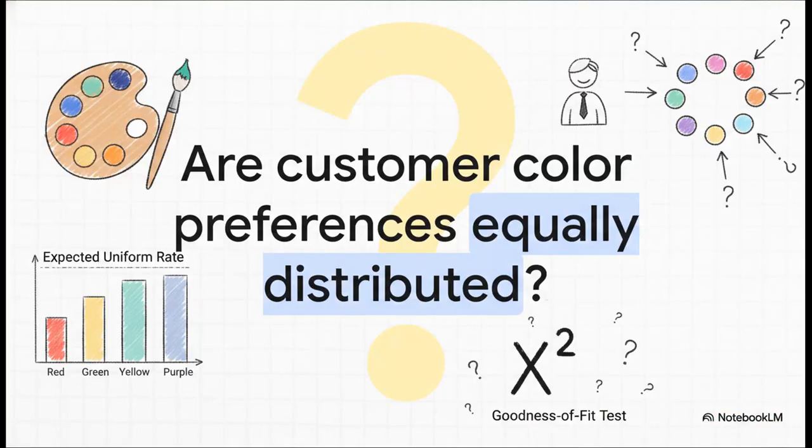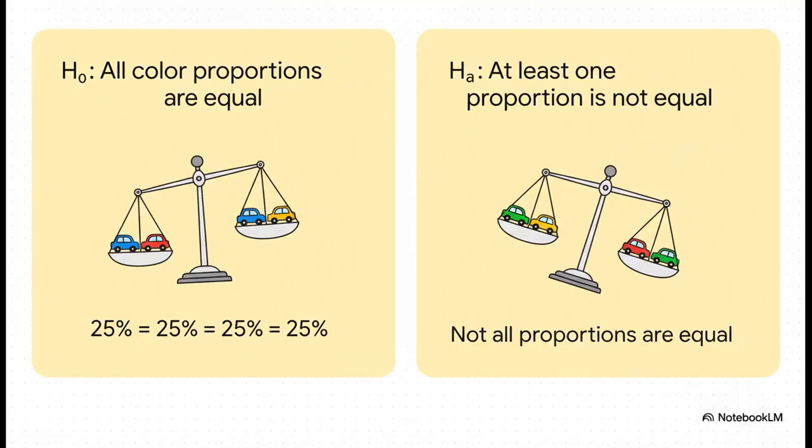Okay, so in this case, we're throwing the car company's theory out the window. We don't care about their specific percentages. All we want to know is, are all these colors basically tied in popularity, or is there a clear favorite? We're testing for a uniform distribution. So our competing stories have changed.